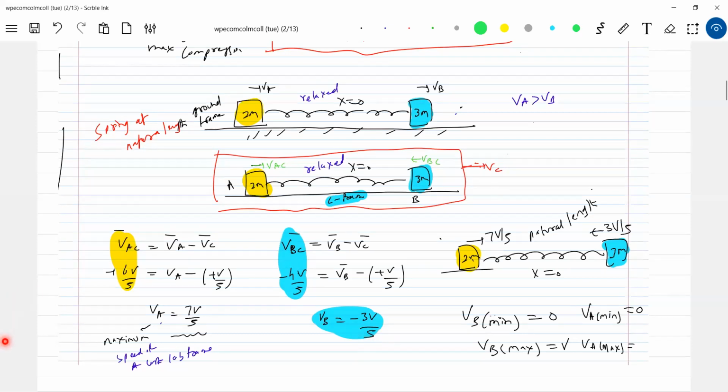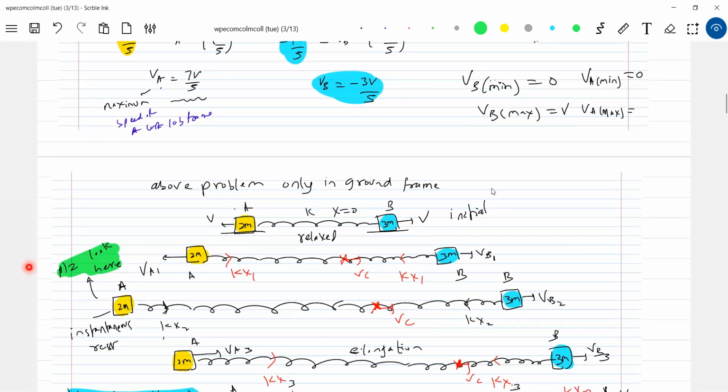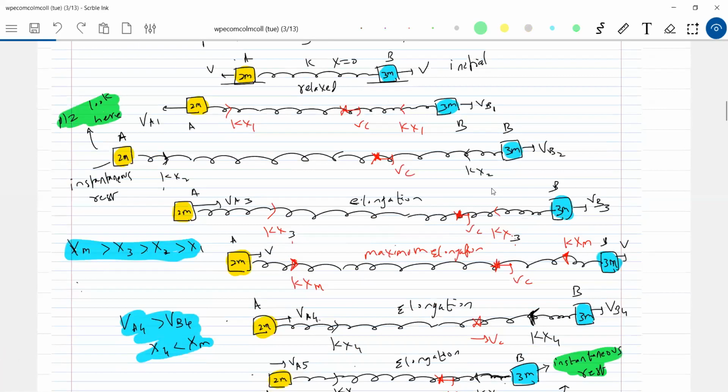Okay, I agree with this. So this much you have. Now the total problem in the ground frame. Okay, this answer is 7V by 5. I'll write it. Now you see this in the ground frame. This is what happens. It will move. It will come to rest. I'm writing a comment, please look here. Then again it will start moving. At maximum elongation, both will have a common velocity. Then afterwards what will happen?